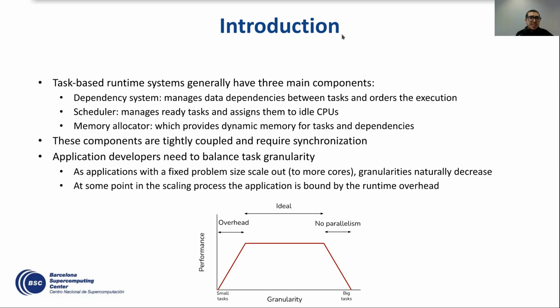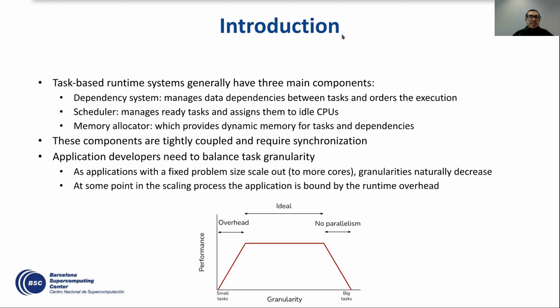When working with tasks, application developers must balance task granularity. Scaling out an application with a fixed problem size requires creating more smaller tasks in order to feed all available resources. Thus, scaling out, granularity is naturally decreased. At some point, tasks can become so small that the application is bound only by the overhead of the runtime, and this limits its scalability.